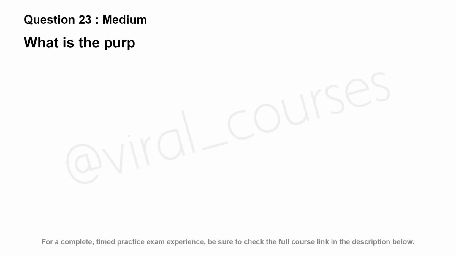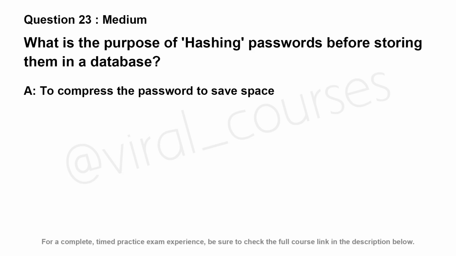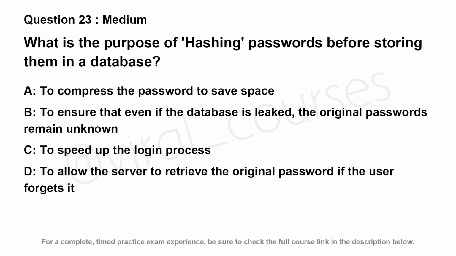What is the purpose of hashing passwords before storing them in a database? Option A, to compress the password to save space. Option B, to ensure that even if the database is leaked, the original passwords remain unknown. Option C, to speed up the login process. Option D, to allow the server to retrieve the original password if the user forgets it.